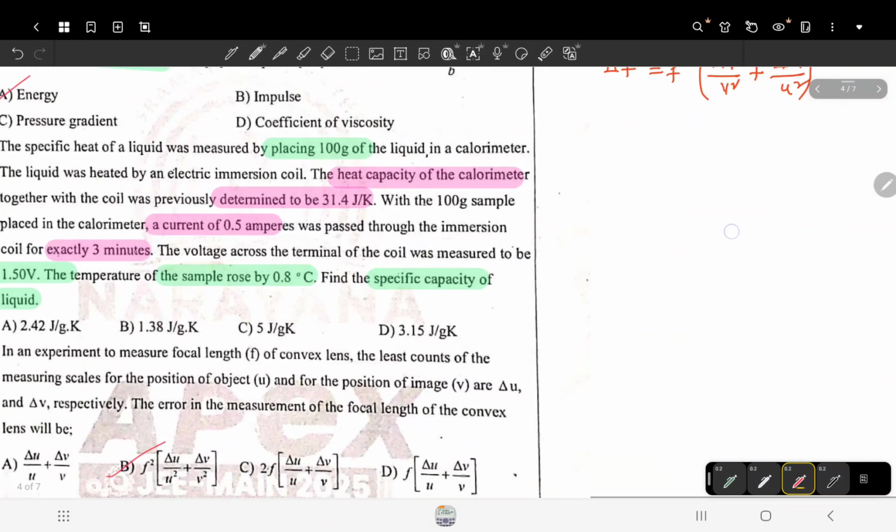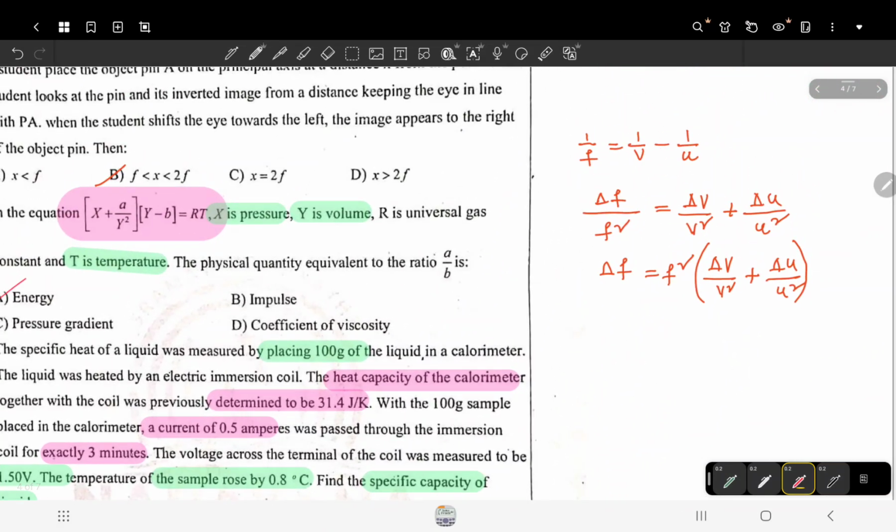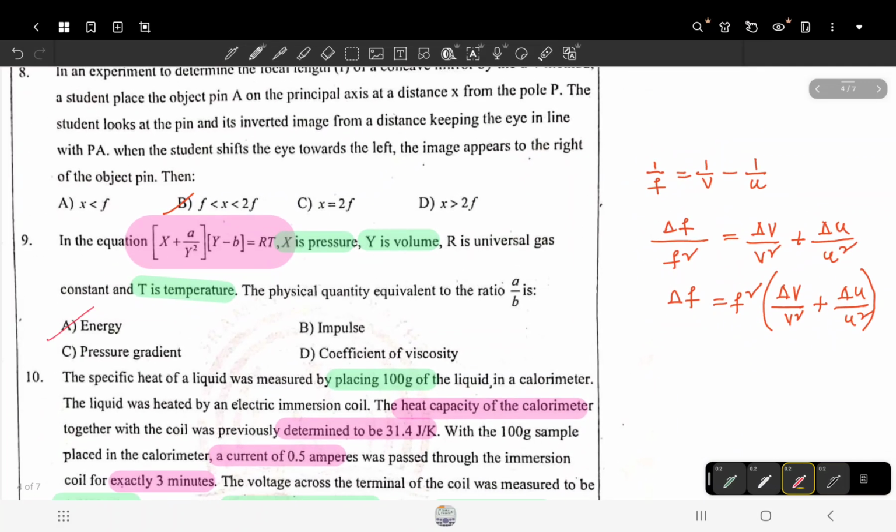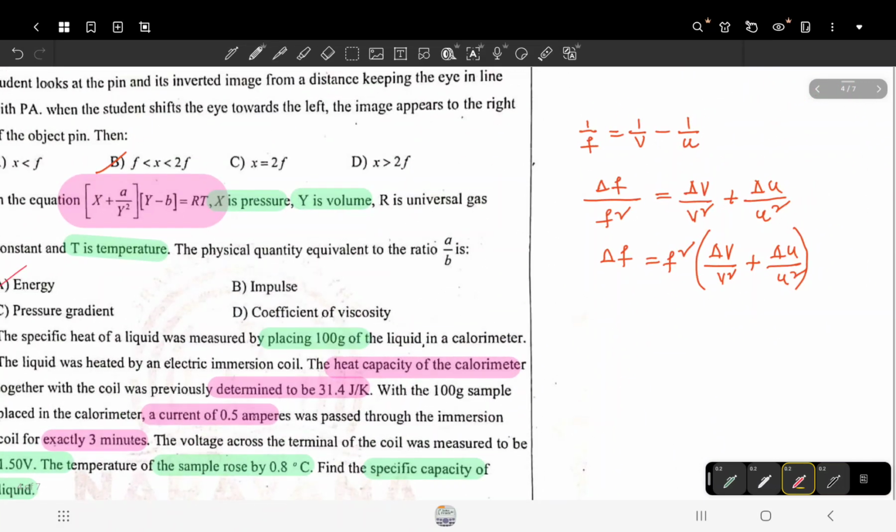So that was question number 11. Clear? Let's move to the next one.